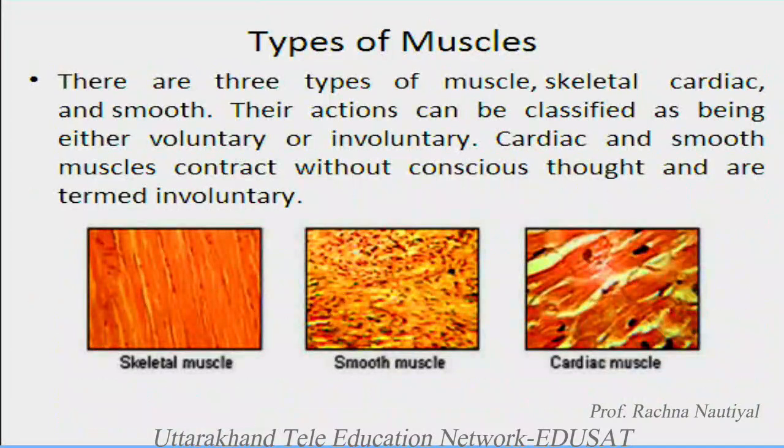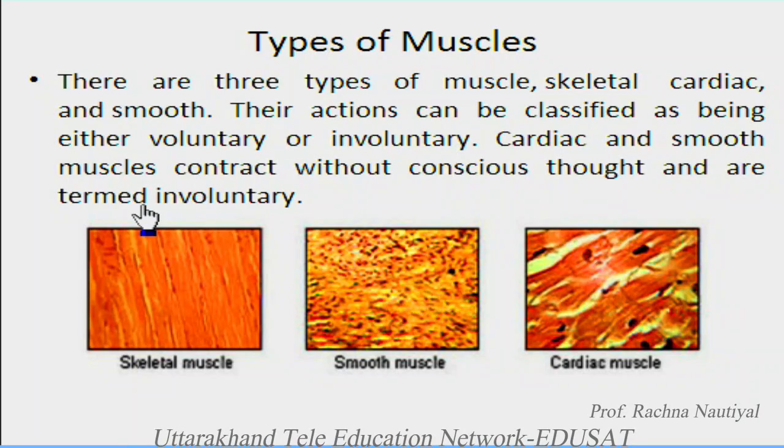Then these are the different kinds of muscles. There are 3 types of muscles: skeletal muscles, cardiac muscles and smooth muscles. Their actions can be classified as being either voluntary or involuntary. We all know that when we wish, we can move our body muscles.